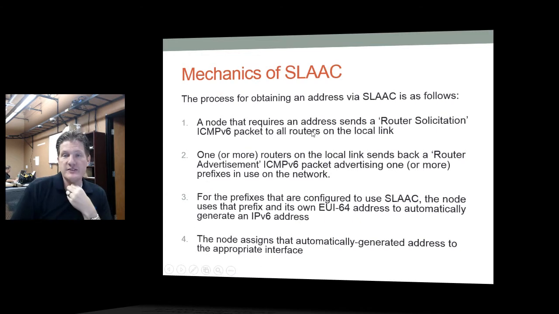Now, this is the process for how it works. Number one, a node that requires an address sends a router solicitation, which is an ICMPv6 packet, to all routers in the local link. One or more routers will respond back with a router advertisement. So it goes solicitation, advertisement. And basically it sends an advertisement out advertising what the prefix is for use on that network.